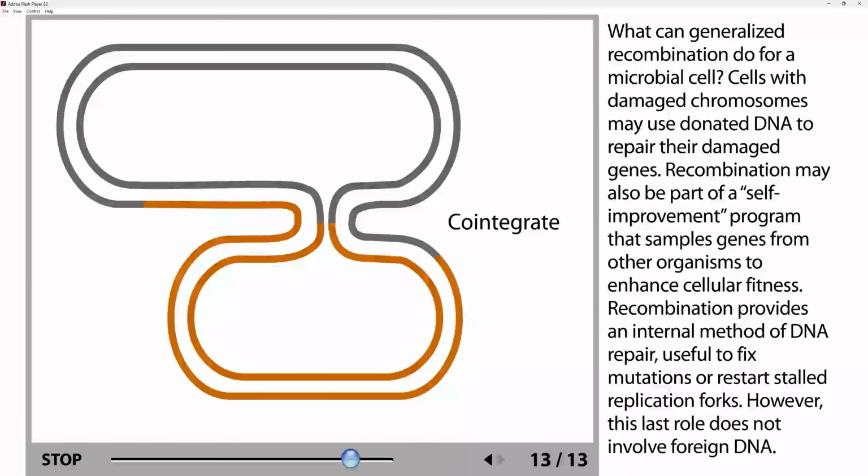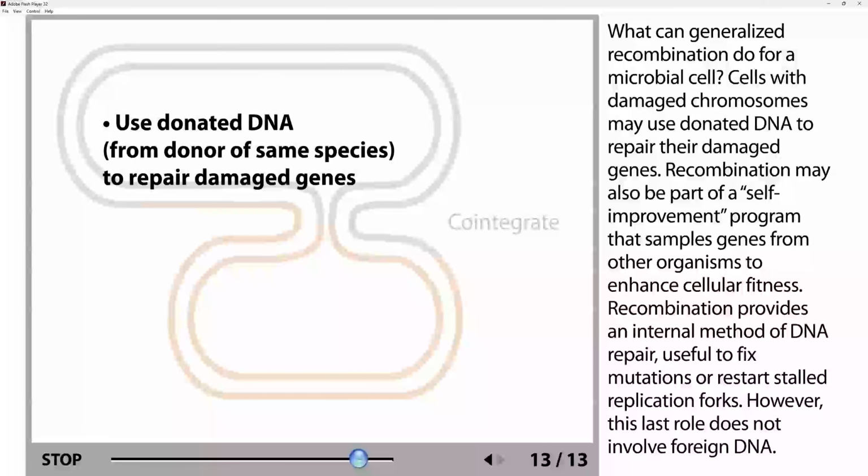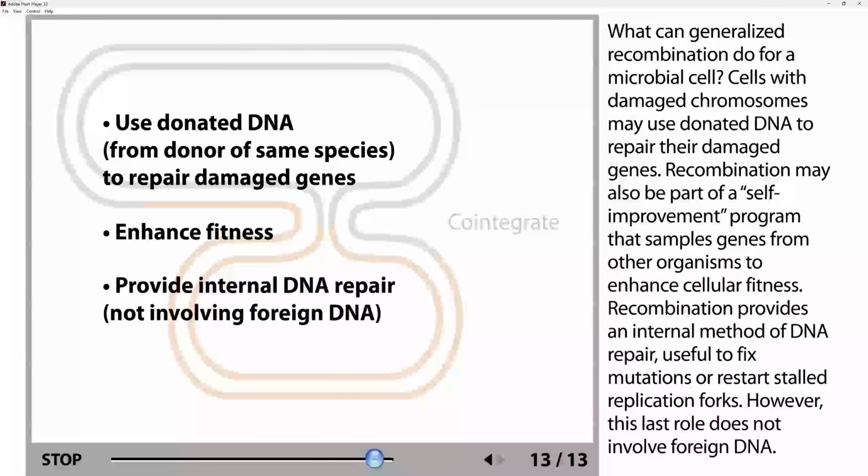What can generalized recombination do for a microbial cell? Cells with damaged chromosomes may use donated DNA to repair their damaged genes. Recombination may also be part of a self-improvement program that samples genes from other organisms to enhance cellular fitness. Recombination also provides an internal method of DNA repair, useful to fix mutations or restart stalled replication forks. However, this last role does not involve foreign DNA.